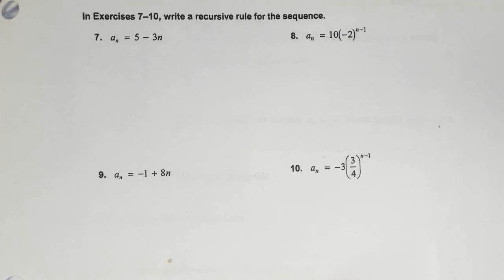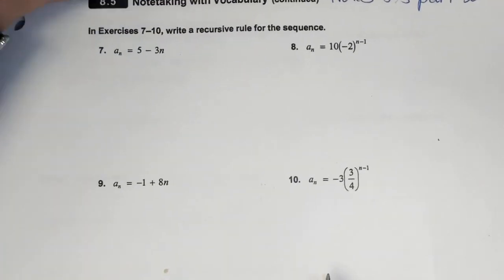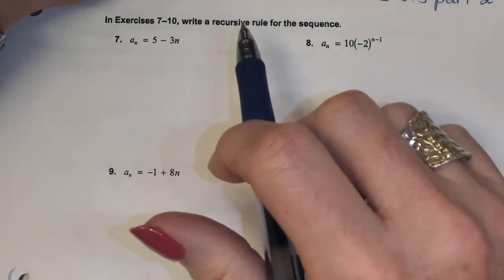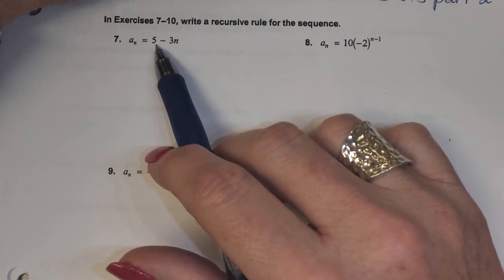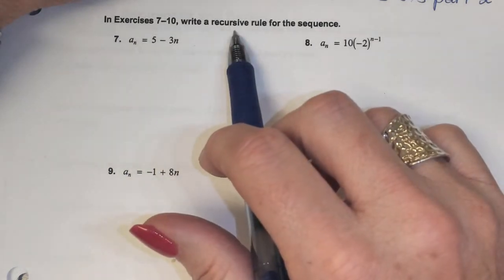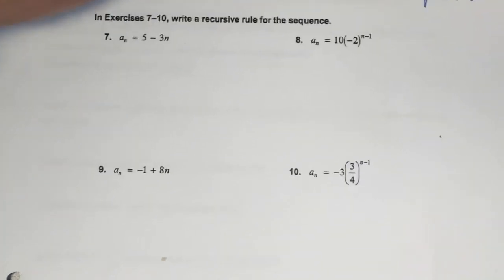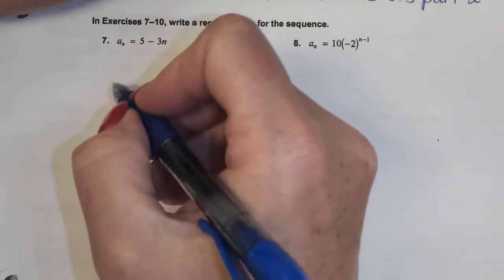All right, guys, this is the second part of section 8.5. So what we're going to be doing here is we're given either a recursive or an explicit rule, and we're going to write it the other way. So if we're given an explicit, as we are here, we're going to write it recursively. If we're given recursive, like we are down here, we're going to write explicit. So I don't know that I need to do all of these with you, but I am going to do a couple. We'll see how it goes.